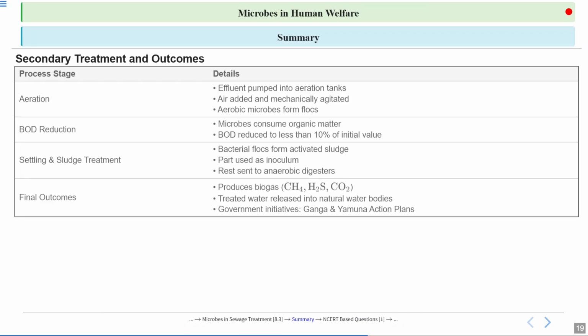We talked about the secondary treatment also. First of all, the effluent from the primary treatment is passed into the aeration tank. Now air is added and mechanical agitation is done. This is done to initiate vigorous growth of the microorganisms, and in the end the aerobic microorganisms form flocks. These flocks will settle along with some solid waste. This is known as the sludge, activated sludge.